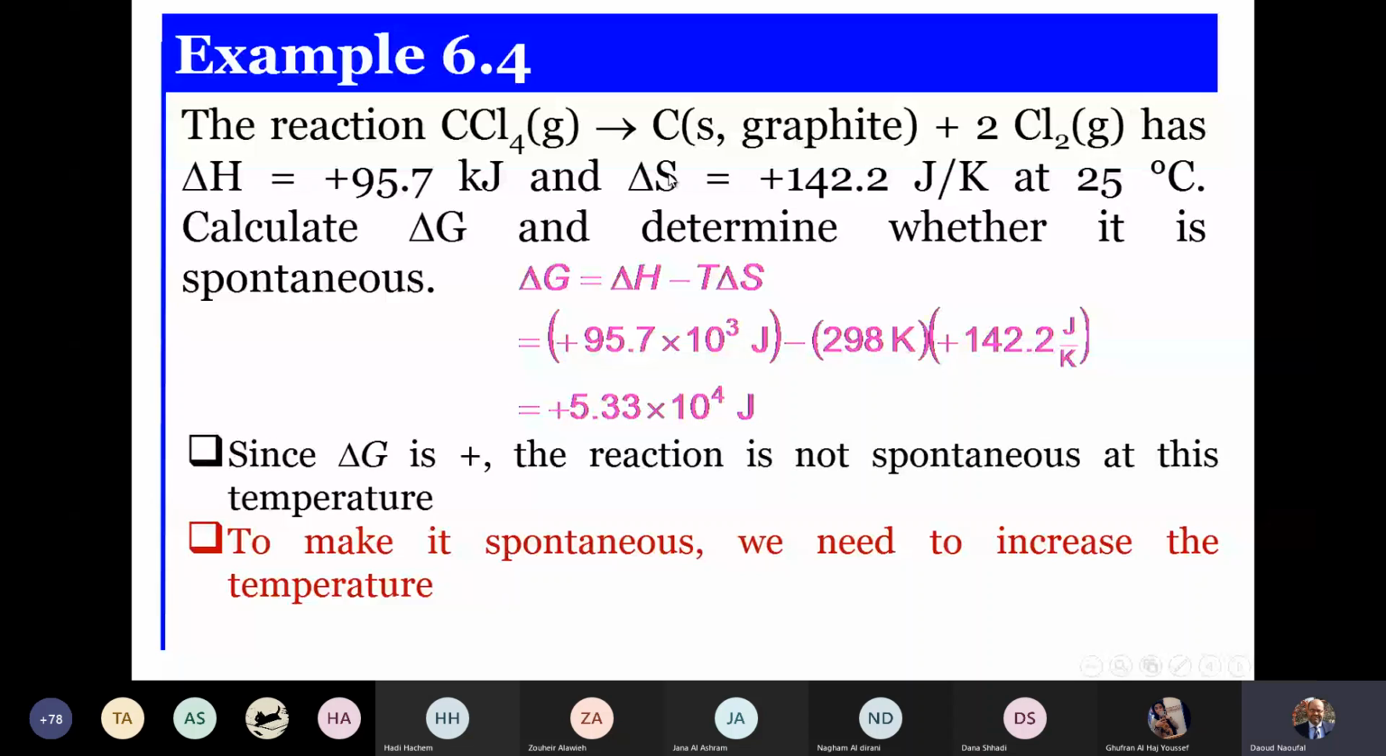Can we make this reaction spontaneous? Yes. How? By changing the temperature. What is the condition for this reaction to be spontaneous? Delta G of the reaction should be negative. So delta H minus T delta S should be negative. T delta S should be greater than delta H. So T should be greater than delta H divided by delta S. You have the value of delta H and you have the value of delta S. You can find the needed temperature. So the temperature should be greater than a certain value.